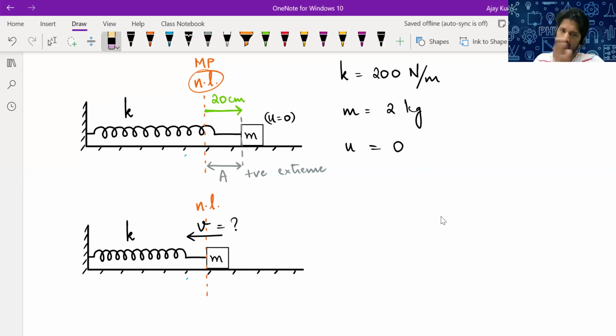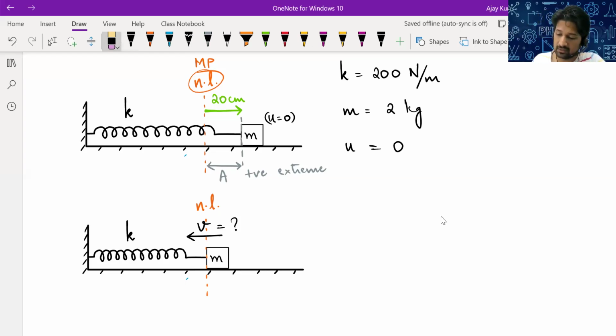So this block, you know, it oscillates. Now we have visualized that already. When it oscillates, it will oscillate with an amplitude of 20 centimeters. Now, how did we conclude that 20 centimeters is the amplitude? We knew the mean position and we knew the position where the block is at rest. That is the extreme position. So we can say that it will oscillate with an amplitude of 20 centimeters.